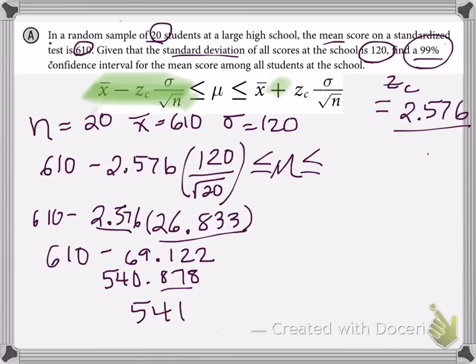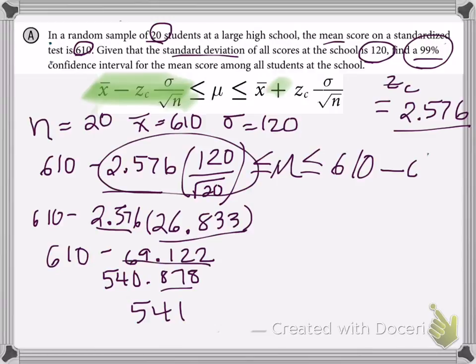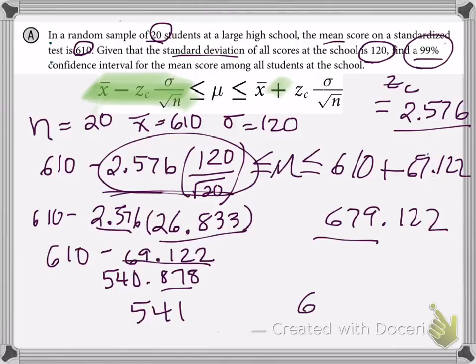The thing is, if I plug everything back in here, I really only need this 610 minus, we figured all of this out to be 69.122. So I'm just going to put that on this side, but it's plus now. So 610 plus 69.122 would be 679.122. So that's my high side. So once I find this out here, I really just need to add it to the 610 now. So it's 679 if I round it, can be my highest.